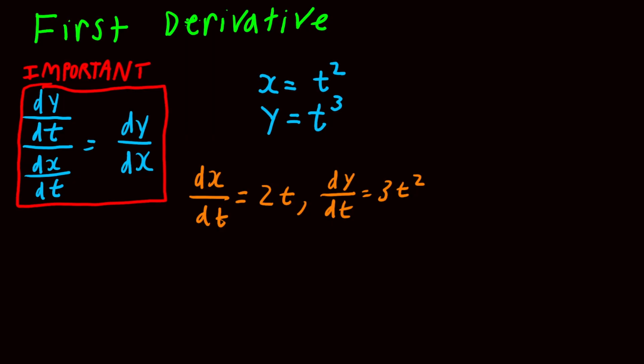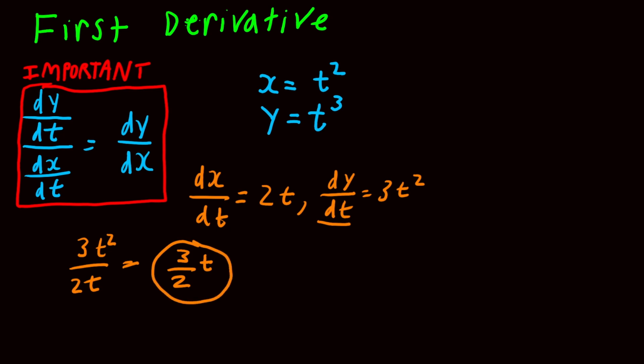And remember what we said, we just have to divide, right? So dy/dt goes on top, so it's 3t squared over dx/dt, 2t. And that simplifies down to 3t over 2. And boom. That's our slope for the curve. All right? So it's not terribly hard. You just have to make sure that you're doing dy/dt over dx/dt and not just taking the derivative of dy/dt. All right?